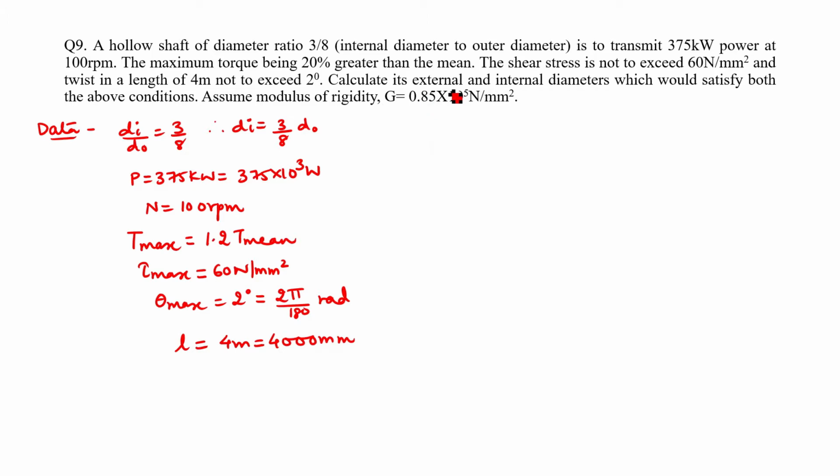Calculate its external and internal diameter, which would satisfy both the above conditions. So I need to calculate di and do. Assume modulus of rigidity G as 0.85 into 10 raised to 5 Newton per mm square. So I'll write, to find di and do by using both the criteria, that is strength and rigidity.